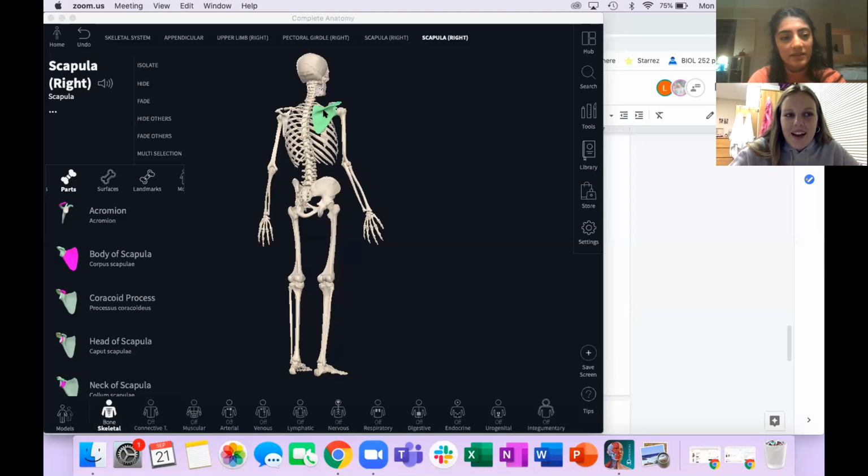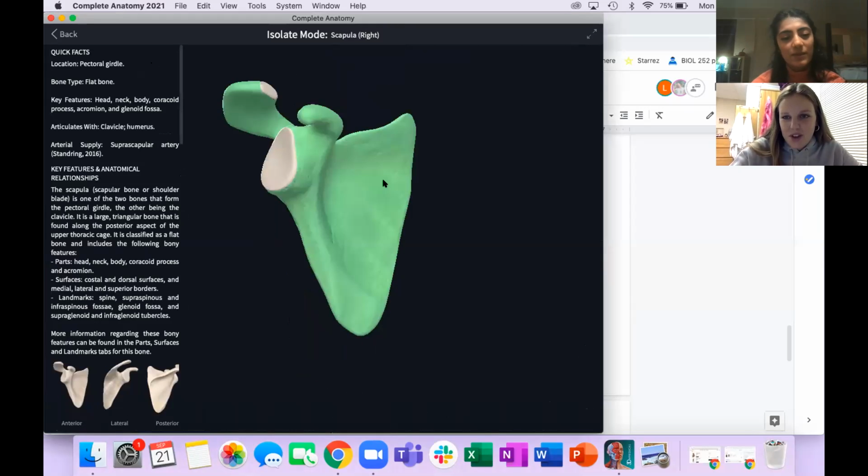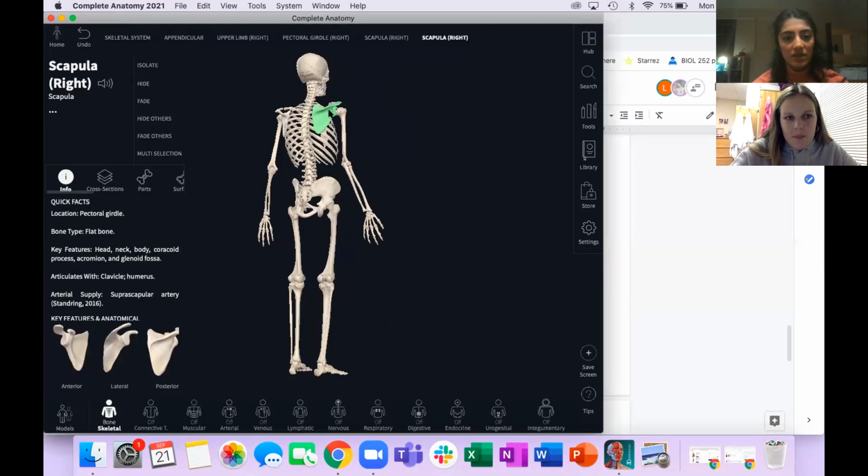So do I go to isolate? Because that's what I tried to do. And then I'm trying to label it. I'm trying to double click on it, like I'm double clicking right now. And nothing's coming up. Yeah. So go back, click the back button. And then we're trying to do the scapula.